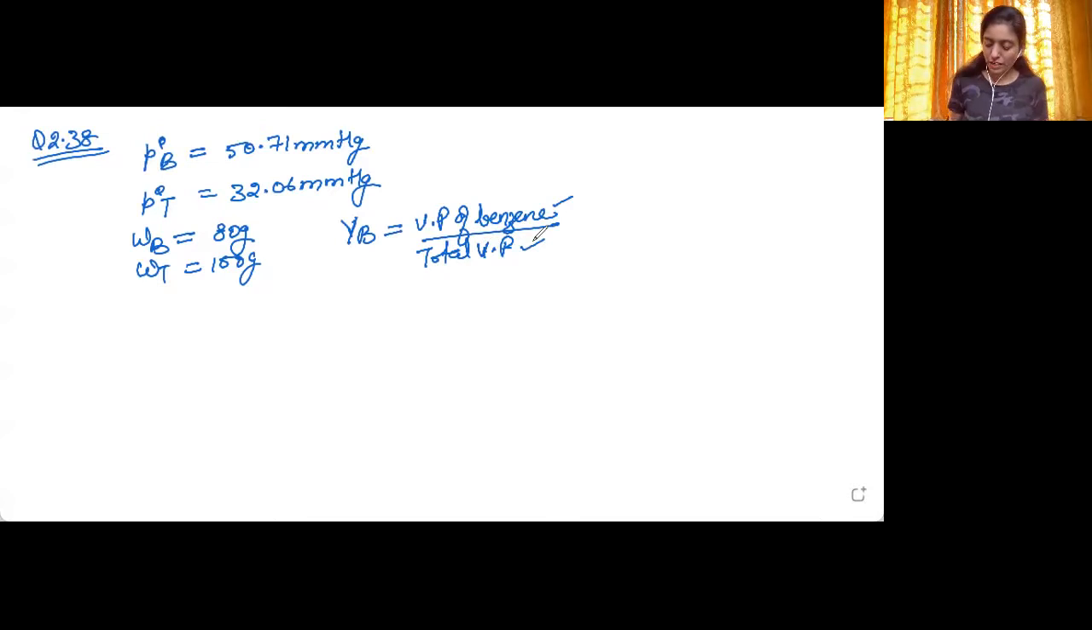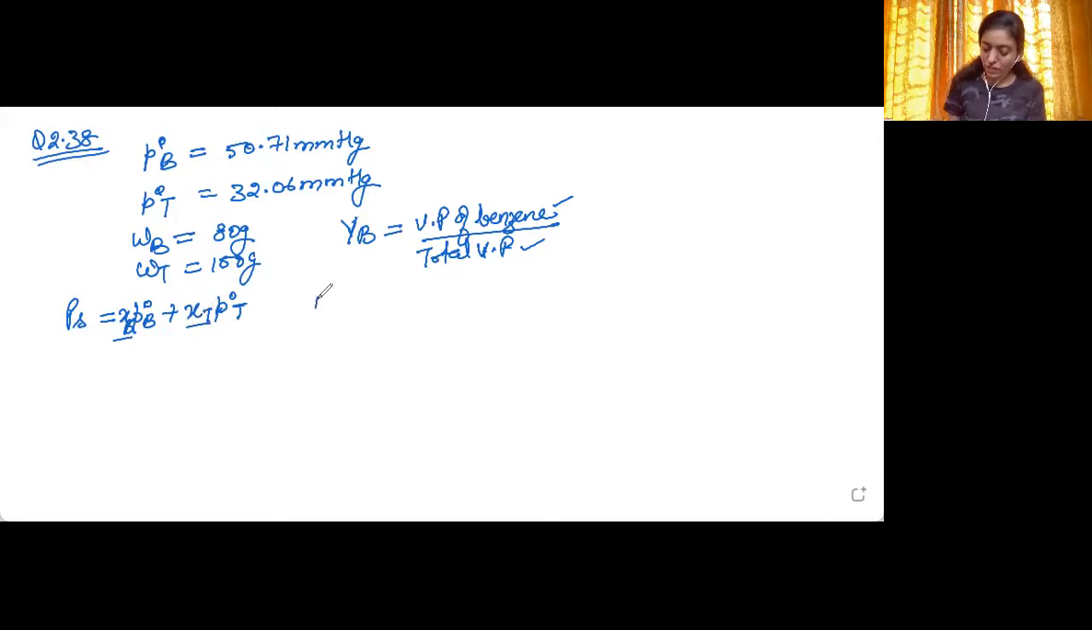So for that, what is the formula? The total vapor pressure of solution is equal to XB into P naught B for benzene plus XT into P naught T for toluene. You can take XA, XB, it is up to you. I'm taking it for my own convenience. I've changed the symbols a little bit, and if you change the symbols in your exam or test, just specify that the symbol means this. There's nothing wrong in that. So XB is the mole fraction of benzene. We need to first find out XB and XT.